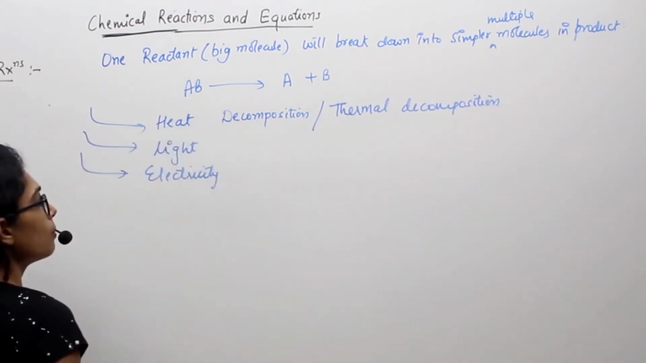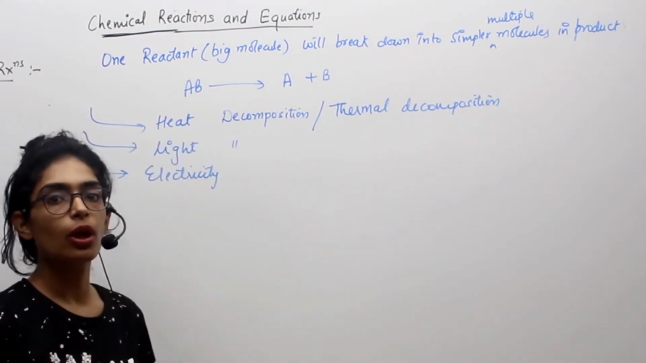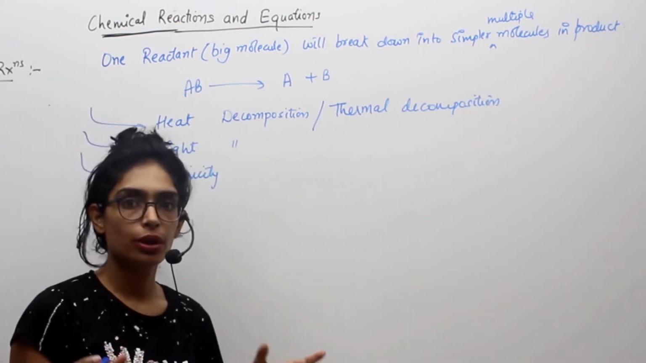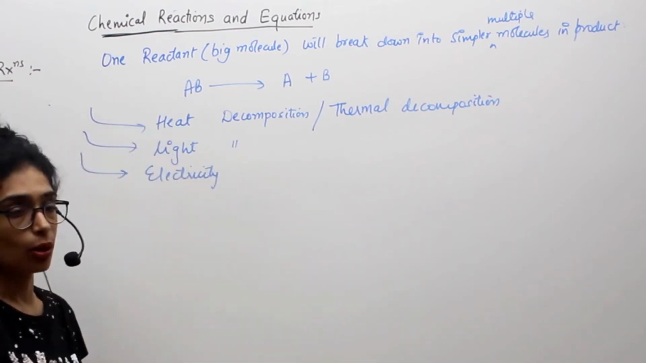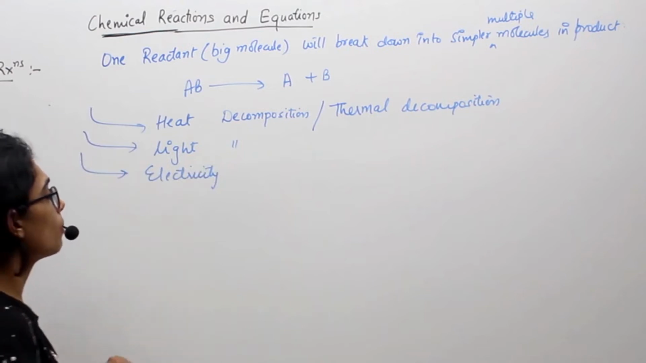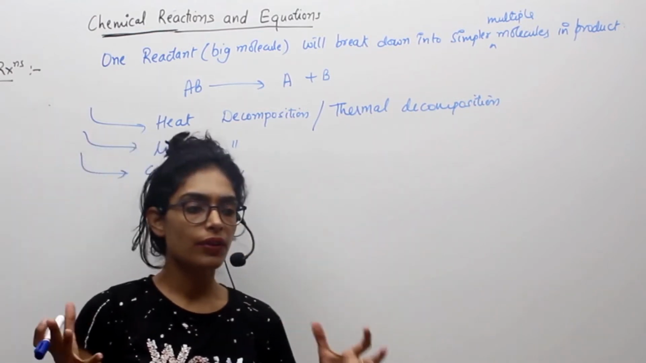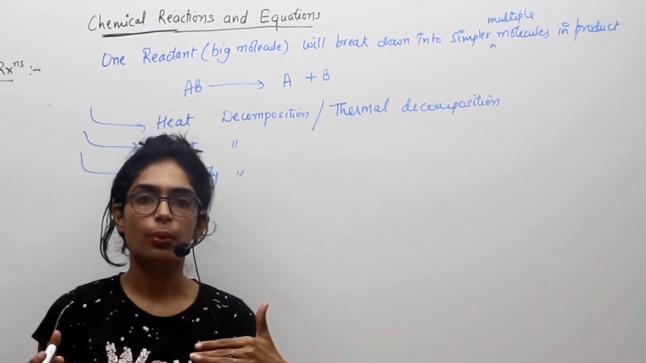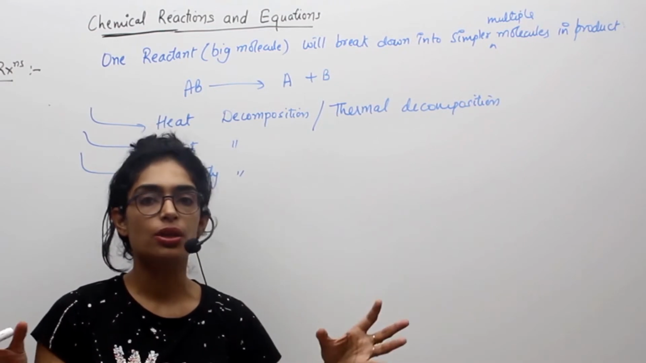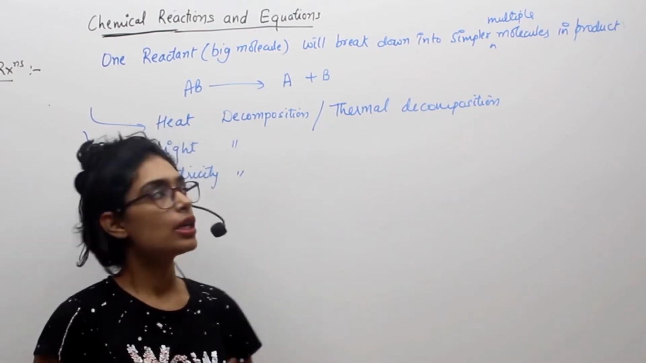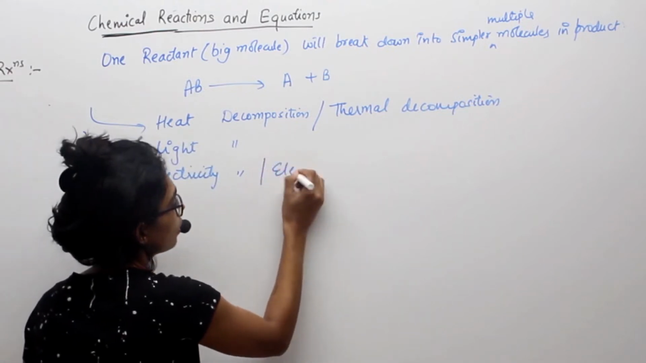Now light decomposition. In light decomposition, light falls upon a bigger molecule and it breaks down that bigger molecule into the smaller pieces. Okay, and that is called light decomposition. Similarly, we have electricity decomposition. Electricity decomposition is nothing else but you have taken a substance, you have supplied electric energy to it, and then the bonds of that molecule will break, and that particle will dissociate into these smaller particles. Okay, so another is electricity decomposition or electric decomposition.